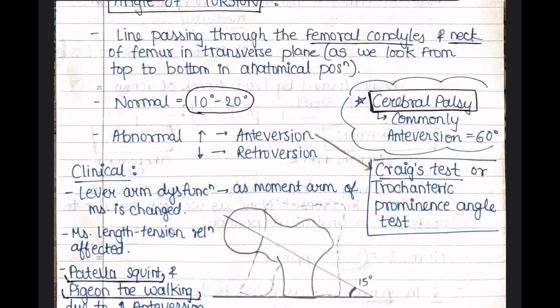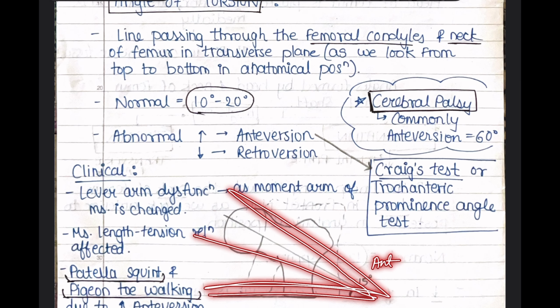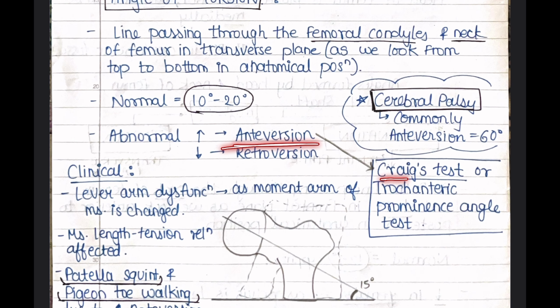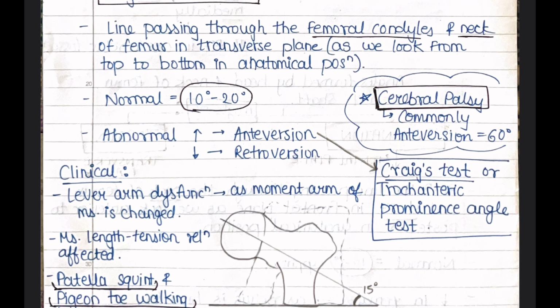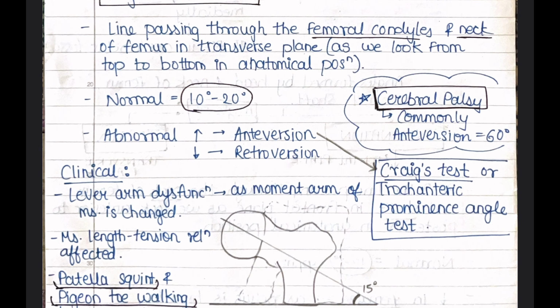In an abnormal condition, if this angle goes on increasing, it is known as antiversion. If this angle is decreased, it is known as retroversion. Understood? In antiversion, Craig's test or the trochanteric prominence angle test is done to check for it. In cerebral palsy, antiversion is commonly observed, where the angle, which should normally be 10 to 20 degrees, increases to 60 degrees.